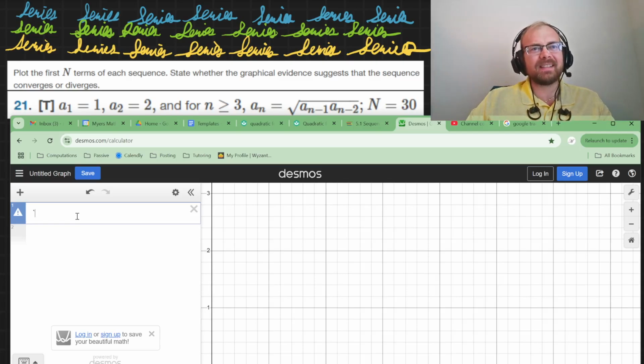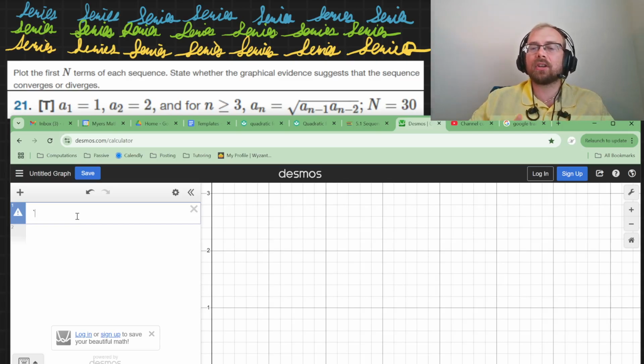This is plotting the first n terms of each sequence and stating whether the graphical evidence suggests that the sequence converges or diverges. Converges means that it's going to level off at a particular number. Diverges means it doesn't do that. Basically, converges means there's an answer, and diverges means there's not an answer.